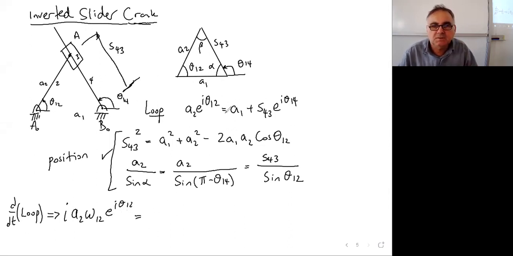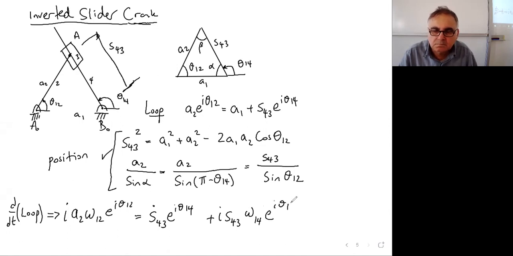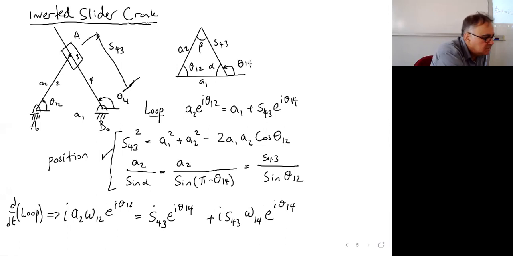Is equal to, now A1 goes away, but S43 is a variable, so S43 dot e to the I theta 1,4 is one equation, plus I S43 omega 1,4. That's our velocity equation.